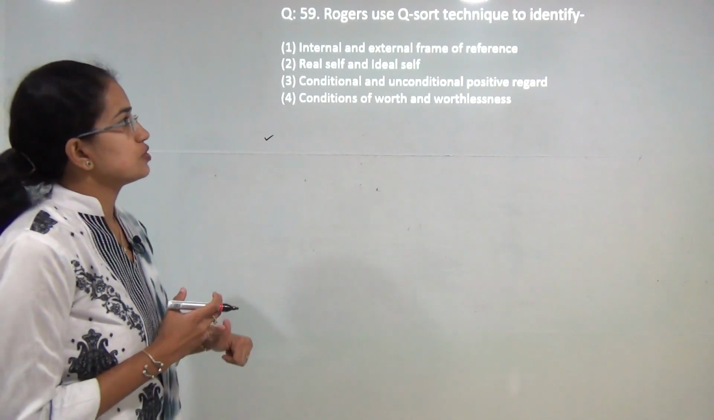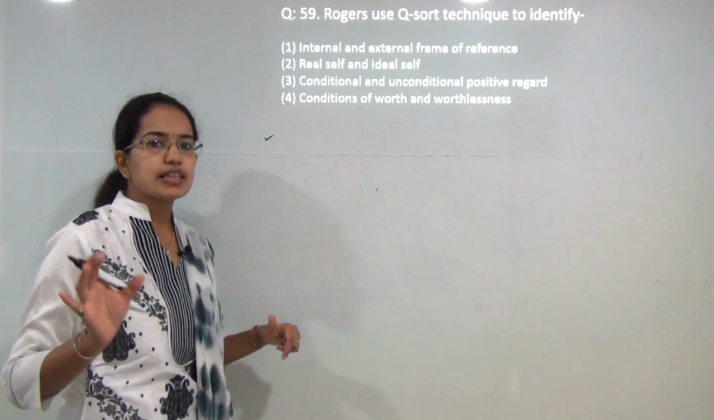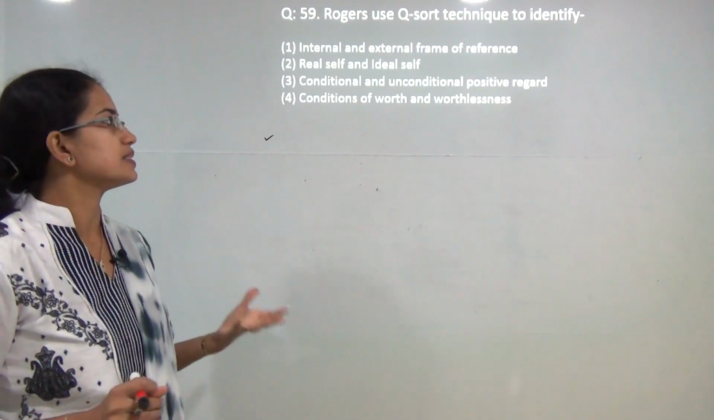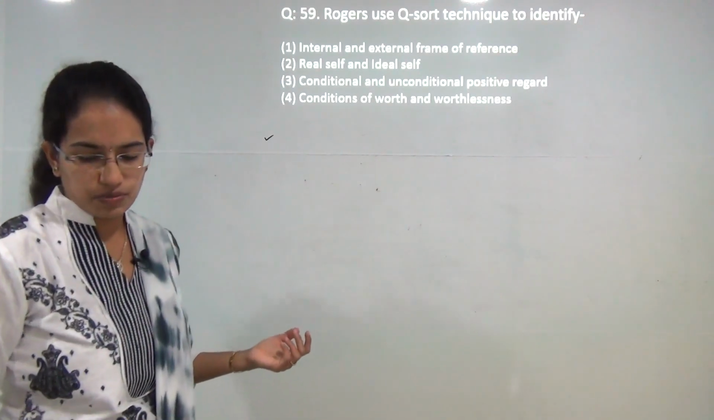Rogers used the Q-sort technique to identify the concept of real self and ideal self, and he tried to do a kind of self-assessment of the personality. So that was the basic idea of the Carl Rogers model.